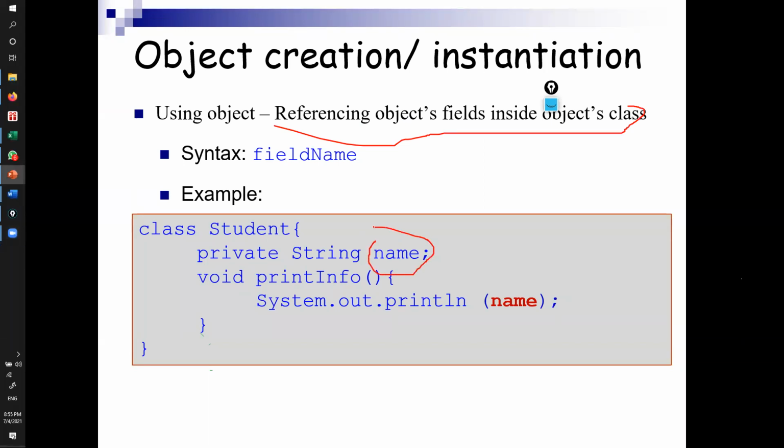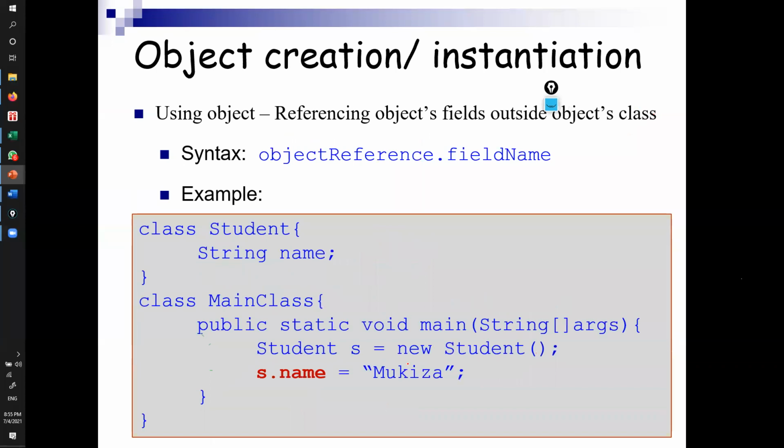this variable, if you have an object, how can you access this variable? Here it's okay, we can go with the name because it is still inside the class. But if I go to another class, I need to use the instance of my class, no matter the name. In my previous example, we gave it the name S. So I will go with S dot, then I make a call to the name. So we go with object reference dot field name.